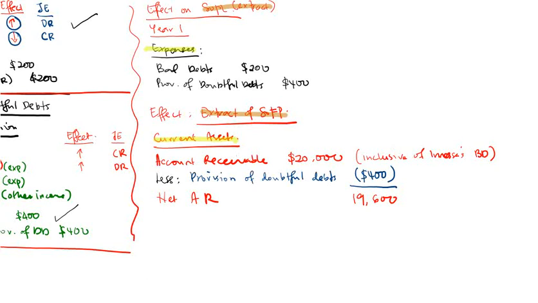In the previous clip, in year 1, Ain records both an actual bad debt of 200 and her first ever provision of 400 to ensure her statements reflect a fair value of receivables. 19,600, taking into consideration the real bad debt as well as the estimate of the future loss.